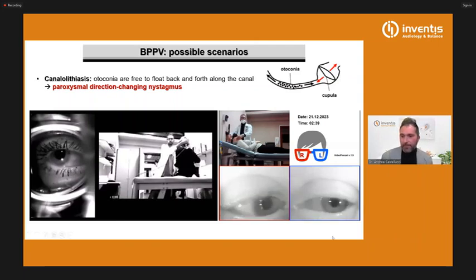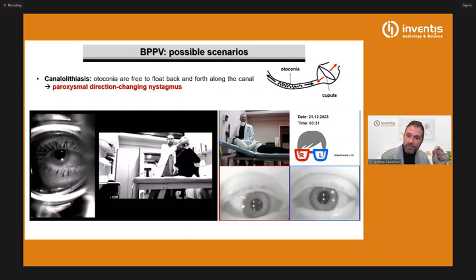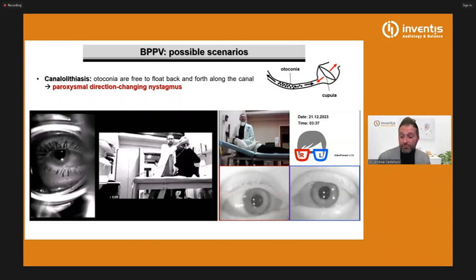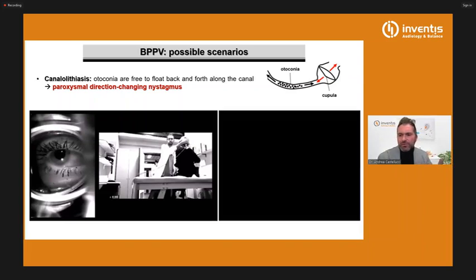This is another typical canal lithiasis of the horizontal canal. You can see here that depending on the position of the head with respect to gravity, nystagmus goes from one direction to the other, so it reverses direction, but it's typically paroxysmal. So it just lasts a few seconds, the seconds needed by the canaliths to go in one direction and in another direction, depending on the gravity vector and on the acceleration that we are imparting to the head of the patient. So this is the first scenario, the most typical scenario.